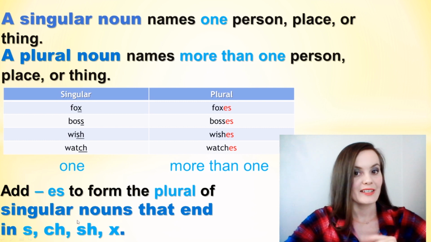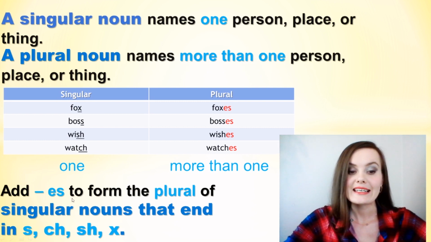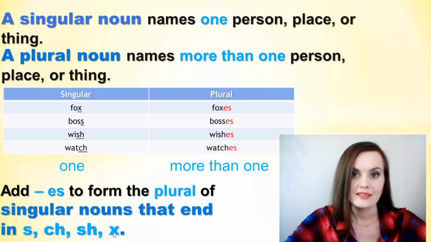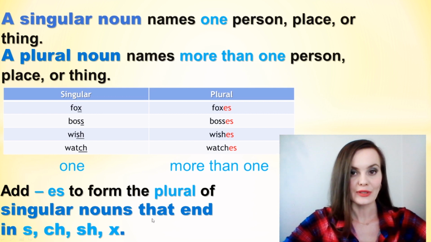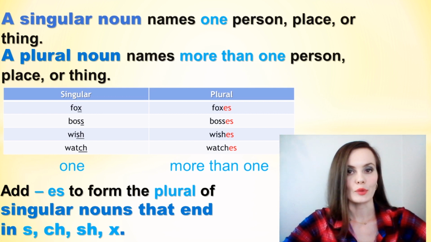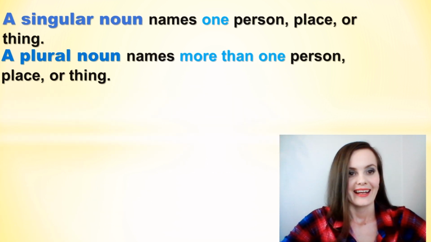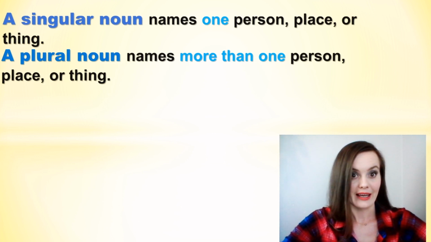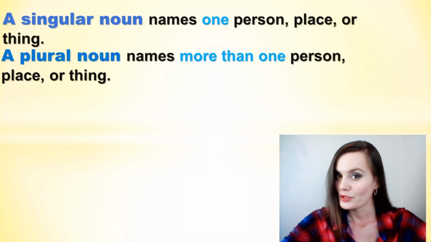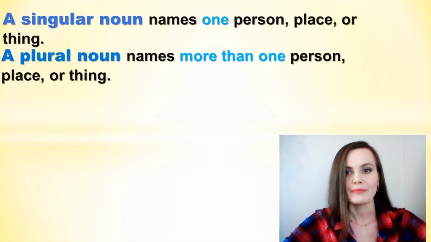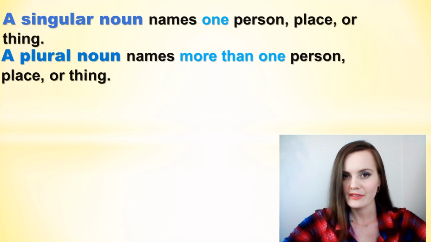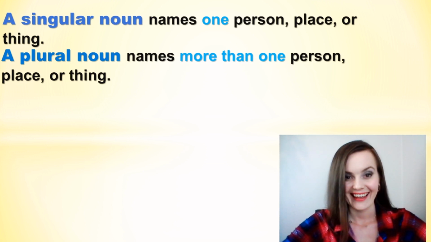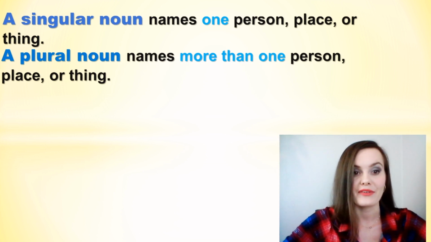Here is the rule that we have just discussed. Add es to form the plural of singular nouns that end in ch, sh, x. Okay, we learned this rule. However, we have more words in the English language, and we have more rules about plural and singular nouns. Let's have a look. Again, it's our reminder that a singular noun names, you read, yes, one person, place, or thing. How about a plural noun? It names, you read, yes, more than one person, place, or thing.